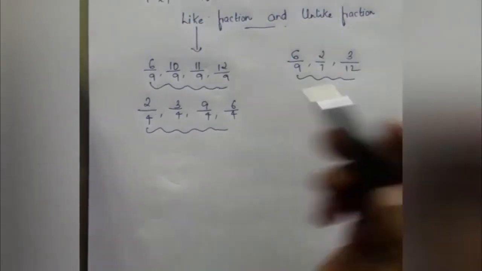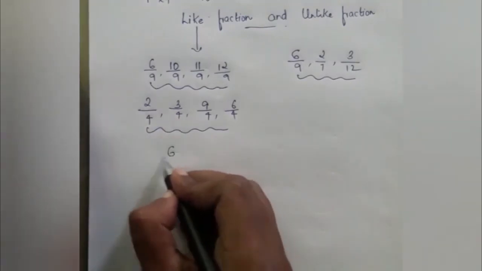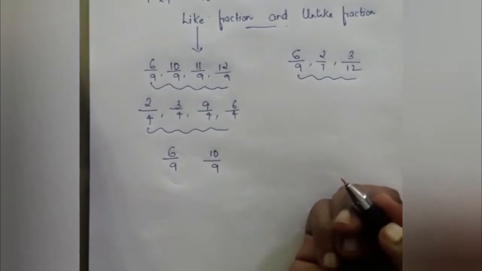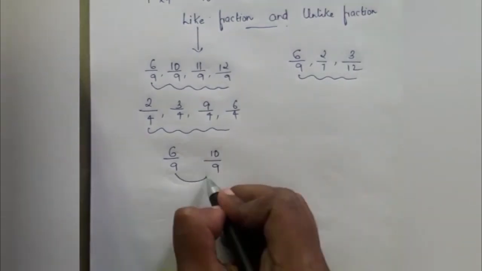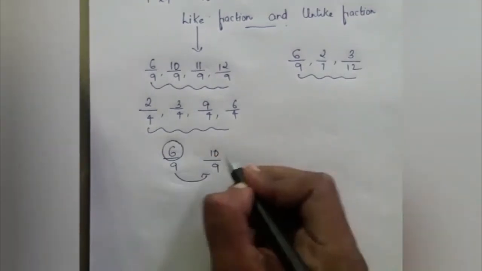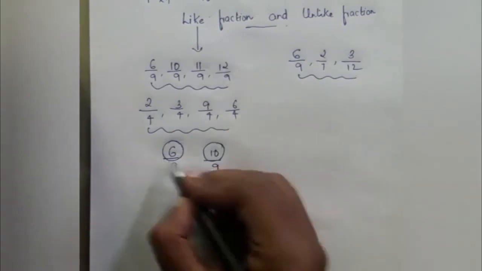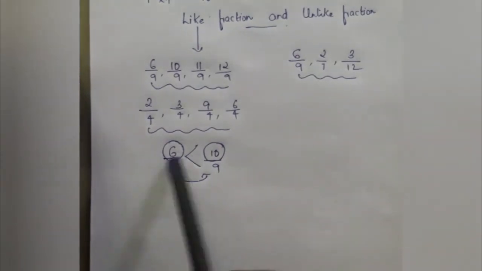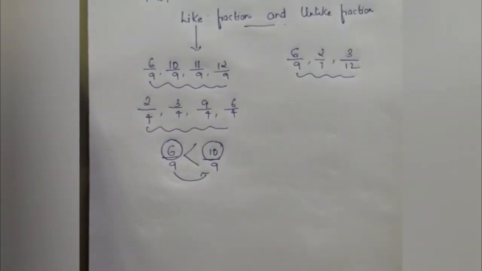So when it is asked you to compare like fractions, 6 by 9, 10 by 9, compare which is the greatest number. The denominator is the same, so we only need to look at the numerator. 6 by 9, 10 by 9, 6, 10, which is the greatest number? 10. So 10 by 9 will be the greatest number. So in like fractions we can compare by looking only at the numerator.